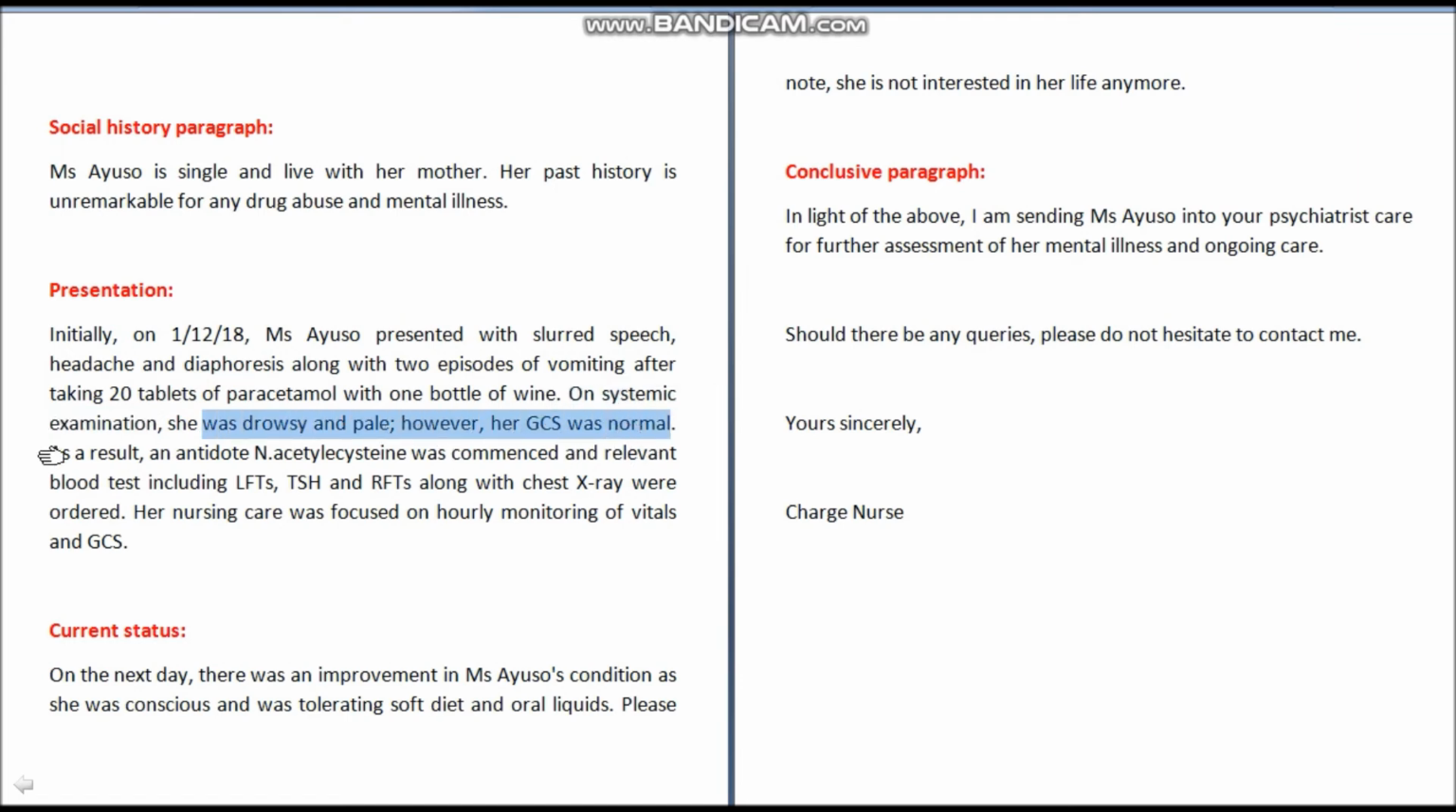So first you have written the presentation, then the examination, then after doing this, an antidote N-acetylcysteine was commenced and relevant blood tests including these were ordered. Then this is the main point: her nursing care was focused on early monitoring of vitals and GCS. This is very important. If you miss this in this letter, you will fail. All right, because you are nurses, and this point is very important for you.